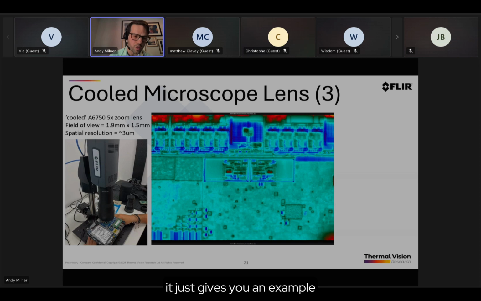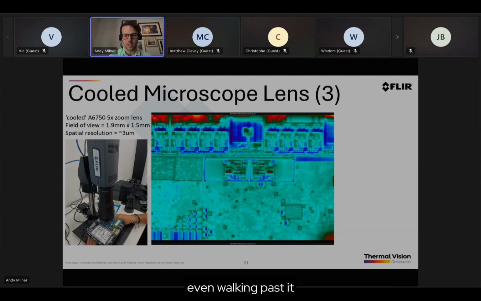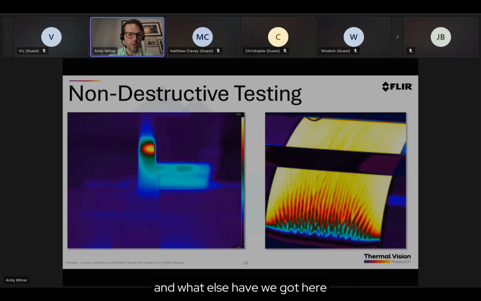On the left-hand side there, it just gives you an example of what a setup might look like with a microscope lens. The lens on there is the 5x lens. It's a bit of a beast. And the one next to it is the 3x lens, so it's slightly shorter. The stand that's being used is a Thorlabs one, and it keeps it very stable. You can imagine when you've got a very small field of view and it's very much zoomed in, any slight knock on the desk or movement in the office, even walking past it, can create vibration and wobble.